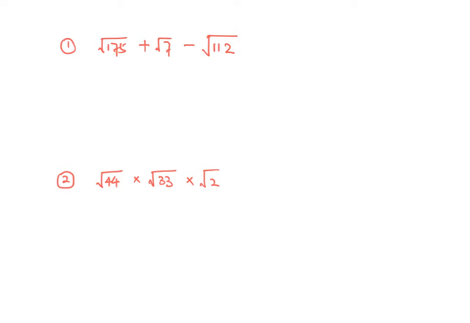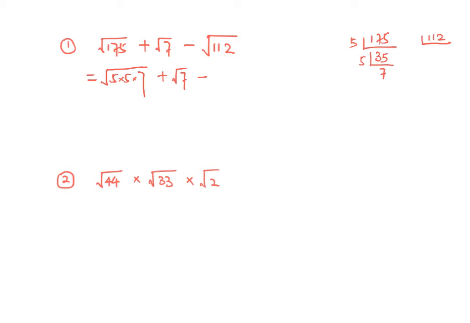Square root of 175. We need to do short division first. Square root of 175 divided by 5, we get 35. 35 divided by 5, we get 7. So square root of 175 equals square root of 5 times 5 times 7. And then plus square root 7, which is the simplest. We cannot simplify anymore.